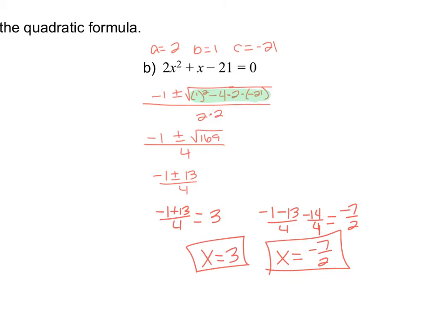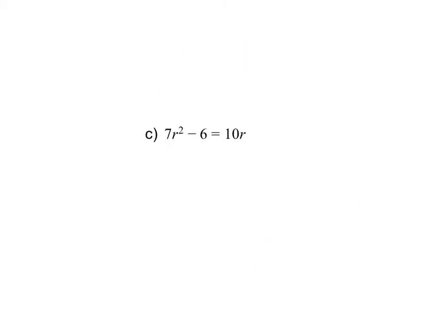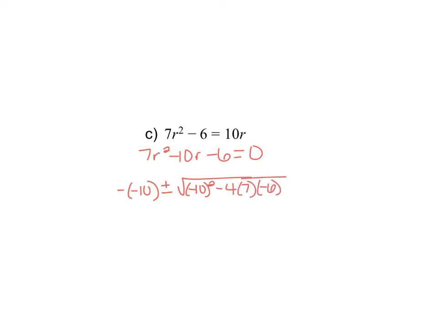Okay, this next one, letter C. Oh, what's wrong with this one? Well, it's not in standard form and there's not a 0 on one side. So let's move that 10r over to the other side. So it'll be 7r squared minus 10r minus 6 equals 0. All right, now I'm ready to solve it. So x equals negative 10 plus or minus the square root of negative 10 squared minus 4 times 7 times negative 6 all over 2 times 7.